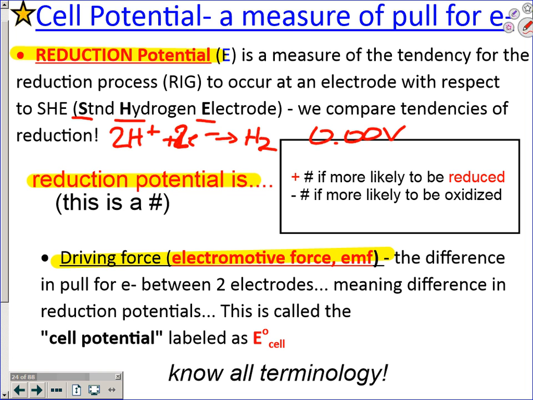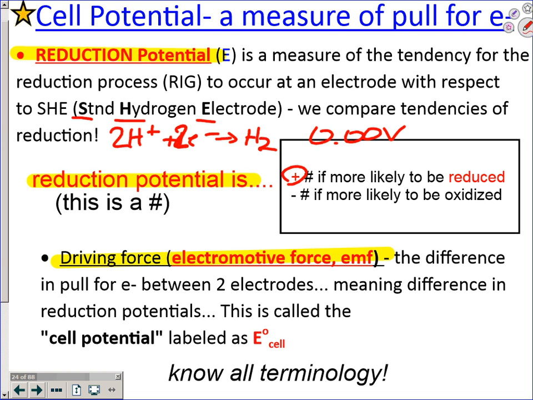So if you're above 0, you're very, very likely to be reduced. So that's why we look at the number. If you're positive, you are likely to be reduced, more likely than the hydrogen cell potential. If you are below 0, that means you're not likely to be reduced, hence oxidized. I try to speak of everything in reduction because that's how all these values are compared, but we do know if you're not likely to be reduced, you're likely to be oxidized. That's just the counterpart to that.